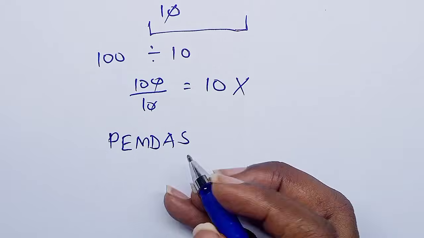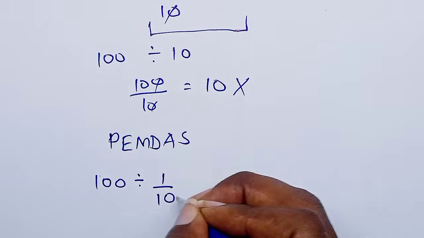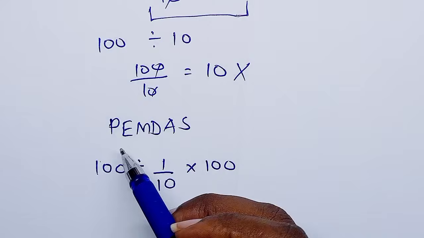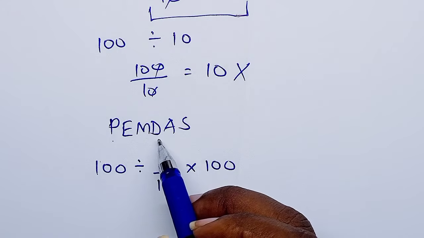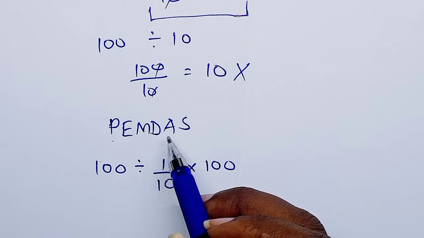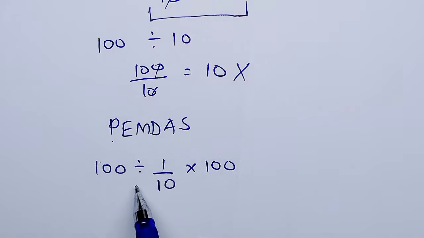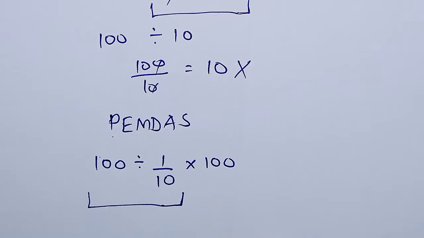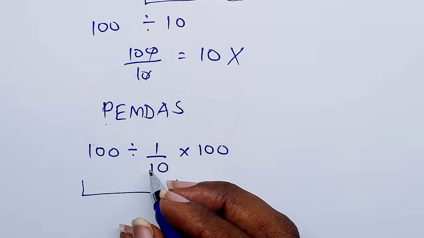Then addition and subtraction. So our question was 100 divided by 1 over 10 times 100. In this case, we don't have parentheses or exponents. Multiplication and division carry the same weight, but whichever comes first is what you work out first. Here, division comes first from the left side, so you work this out first. We shall have 100 divided by this.